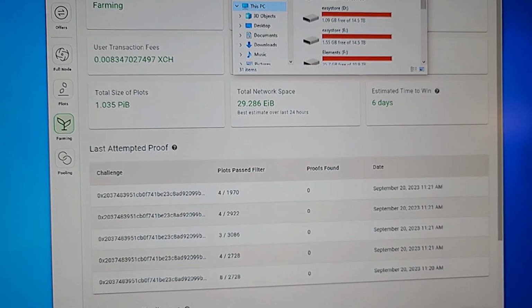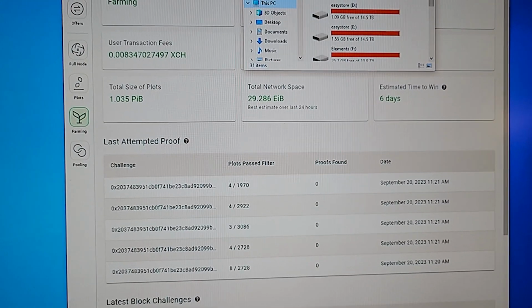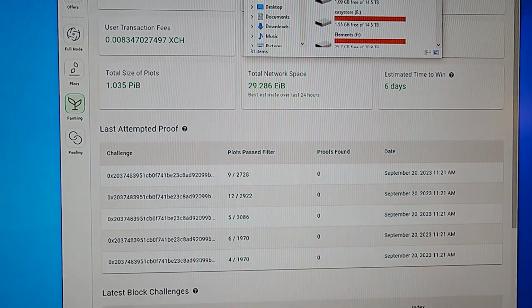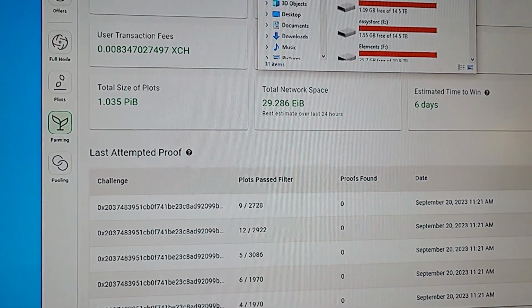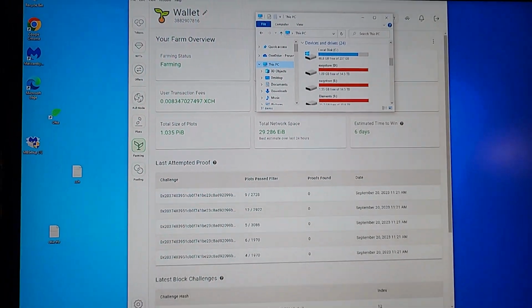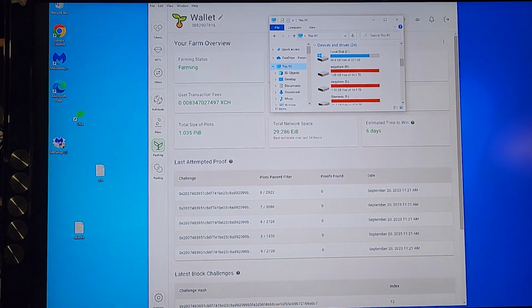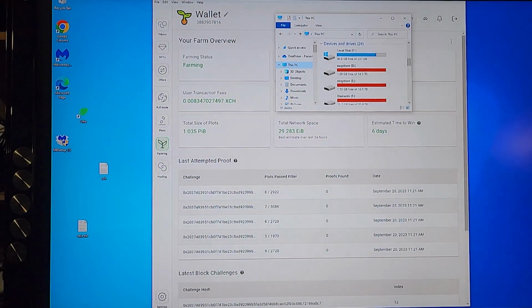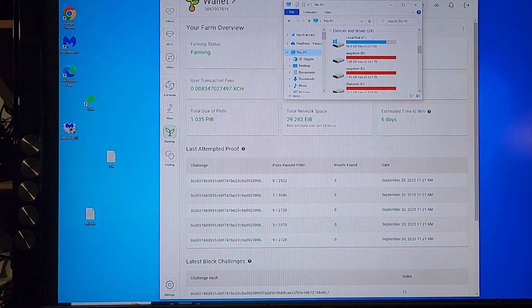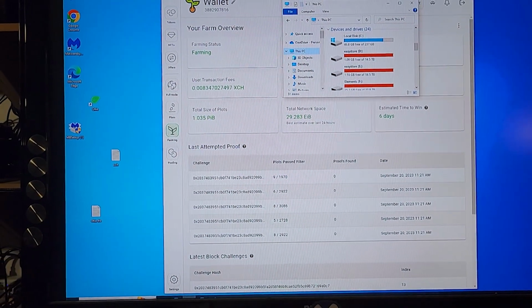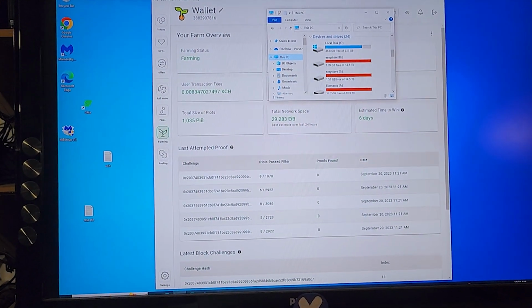The network space, guys, has really grown, and I mean rapidly, just over the last 6 months. It probably hit a bottom of 23 exabytes, and I mean, it's growing. So there's a lot of people using compression plots. But I'm still happy to see that I'm still going to win a block every 6 days. I'm not really sure how that works. I would think at 29 exabytes, it would be less of an opportunity to win blocks. But it is what it is. I'm not complaining.